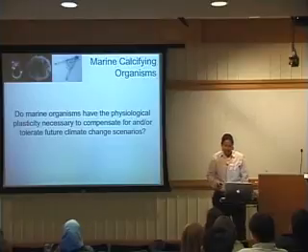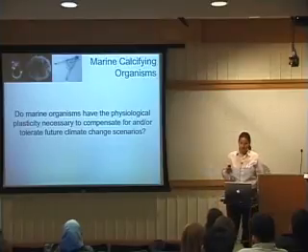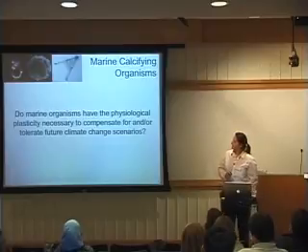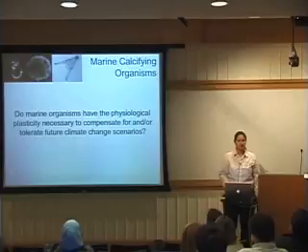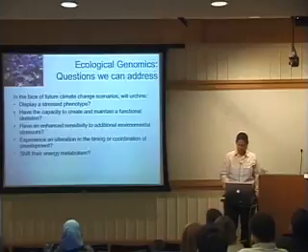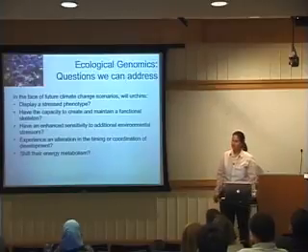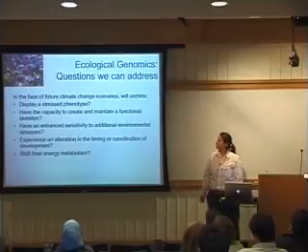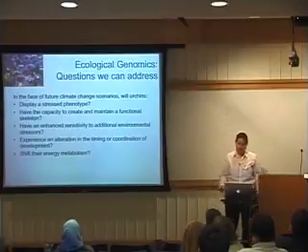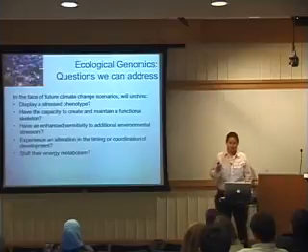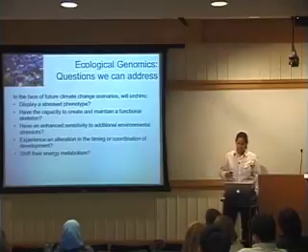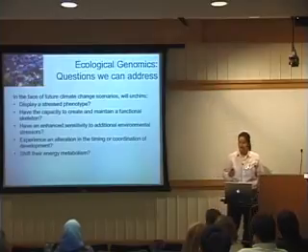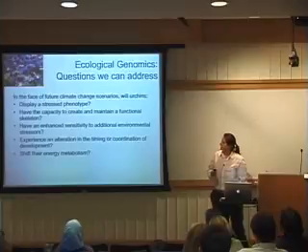So the types of questions that we're interested in asking are, do marine organisms have the physiological plasticity necessary to compensate and or tolerate future climate change scenarios? More specifically, insights from ecological genomics can help you with things like, in the future, will urchins display a stressed phenotype? Can we identify some signal of stress? Will they have the capacity to create and maintain functional skeletons? Do they have an enhanced sensitivity to environmental stressors?